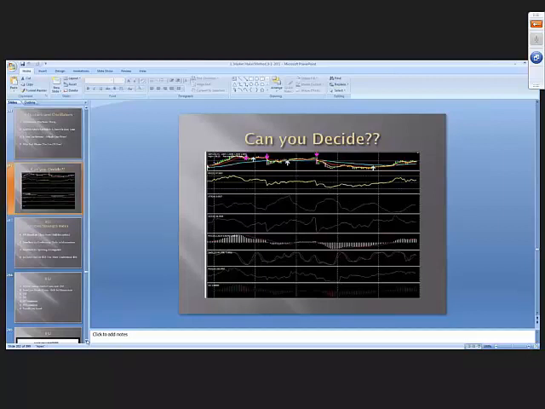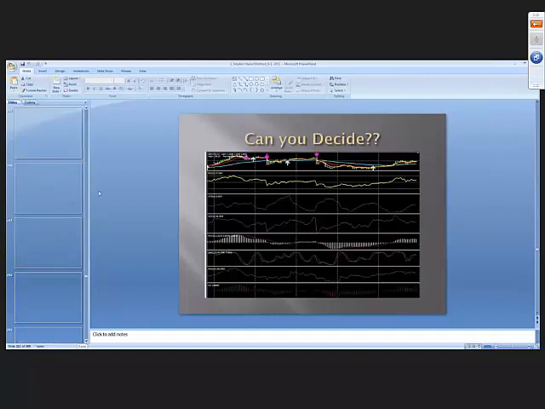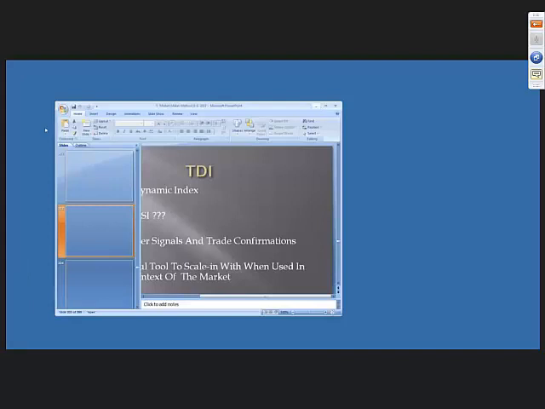The TDI is built on the RSI, which I'm not going to cover. I'm going to cover the TDI itself, if I could find it. Okay, give me a second. Sorry. Couldn't remember the number of the slide. Okay.